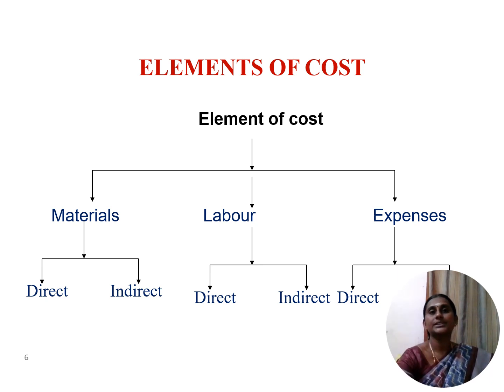And third element is expenses. Expenses may be direct expenses or indirect expenses. Direct expenses are those expenses which can be directly allocated to a particular job, process, or product. For example, excise duty, royalty, special hire charges, etc.